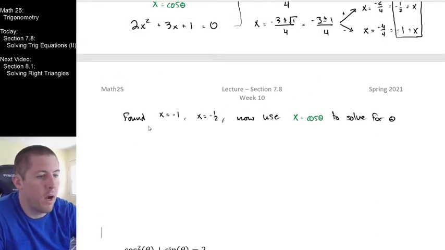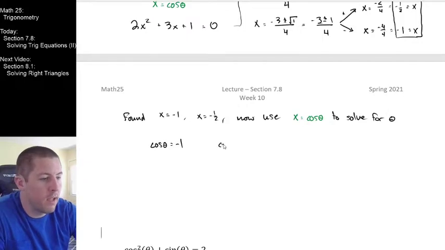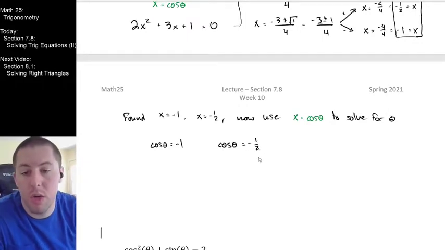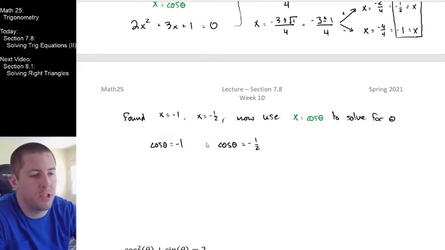All right, so it looks like I'm just replacing x with cosine theta. So it looks like we're getting here cosine theta equals negative 1, and cosine theta equals negative 1/2 are the two collective equations that are going to provide for us all of the solutions associated with this equation.